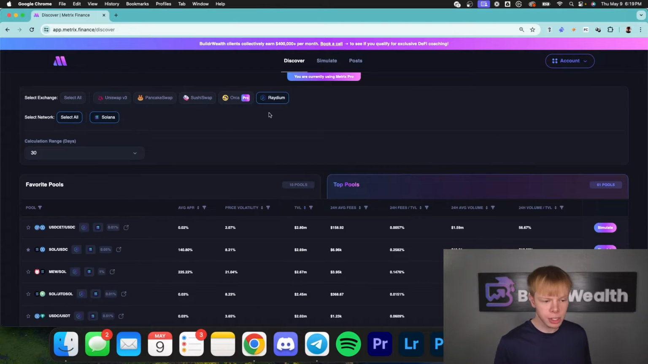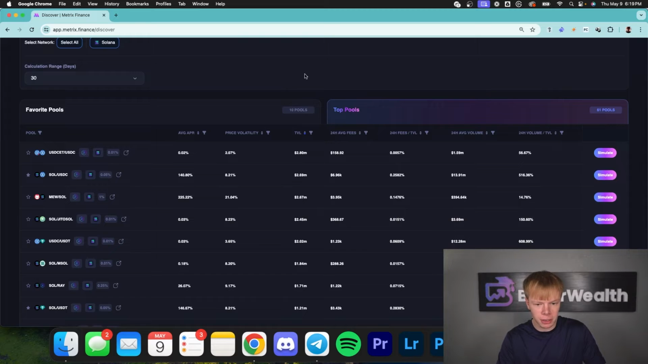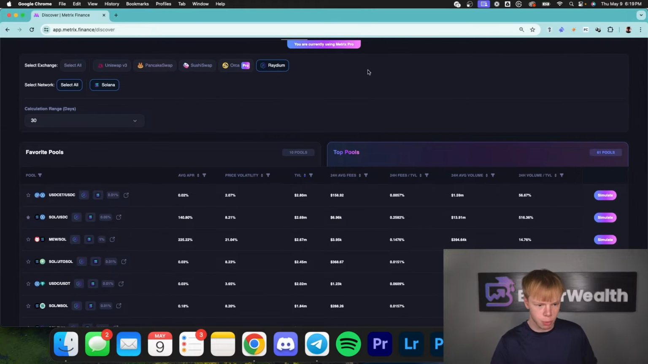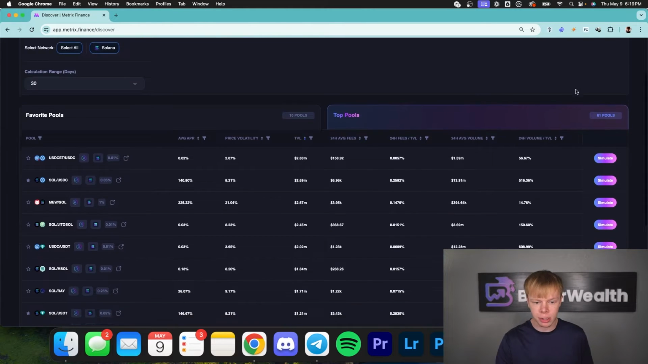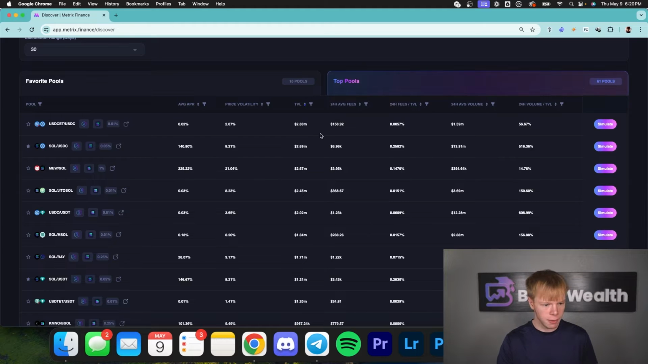So once we're here, I'm going to start off by selecting Raydium as my exchange and then selecting Solana as my network. And then from here, it's going to list out every single Raydium pool within the parameters that I choose. Currently, there are 61 different pools over here. And obviously, we can scroll through all 61 of these pools, kind of identify what we want to see. But me personally, I don't want to look through 61 different pools.